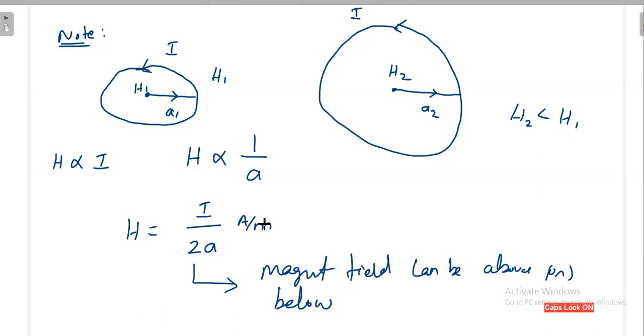But one thing is very clear: the magnetic field due to a circular ring or infinite line carrying the current always depends on 1 by A. Please note down, magnetic field always depends on what, sir? 1 by A. The magnetic field always depends on the 1 by A distance. Not A square, it is simply A.